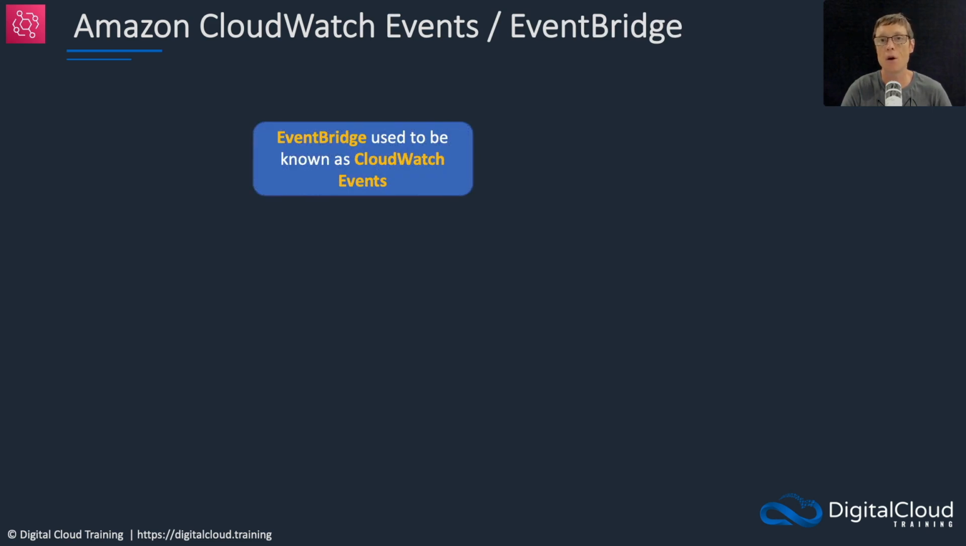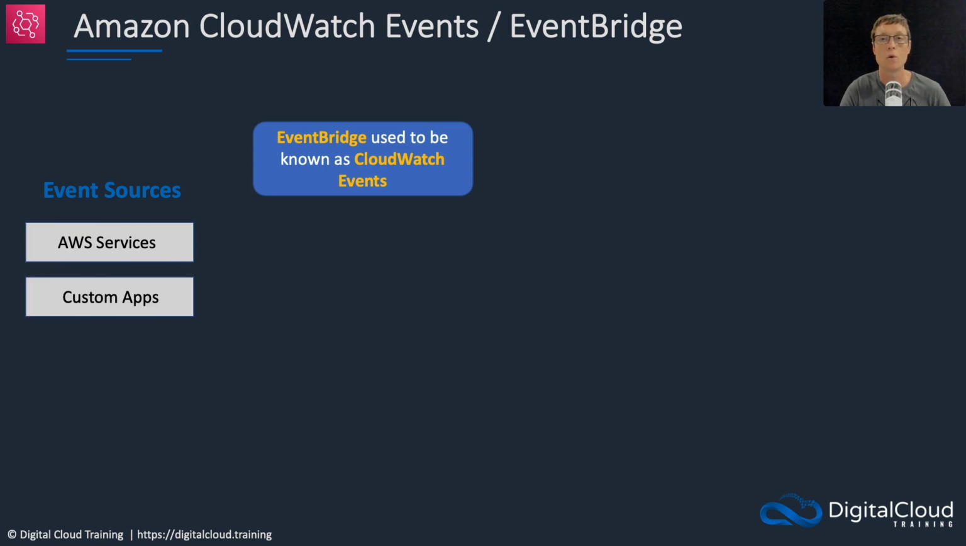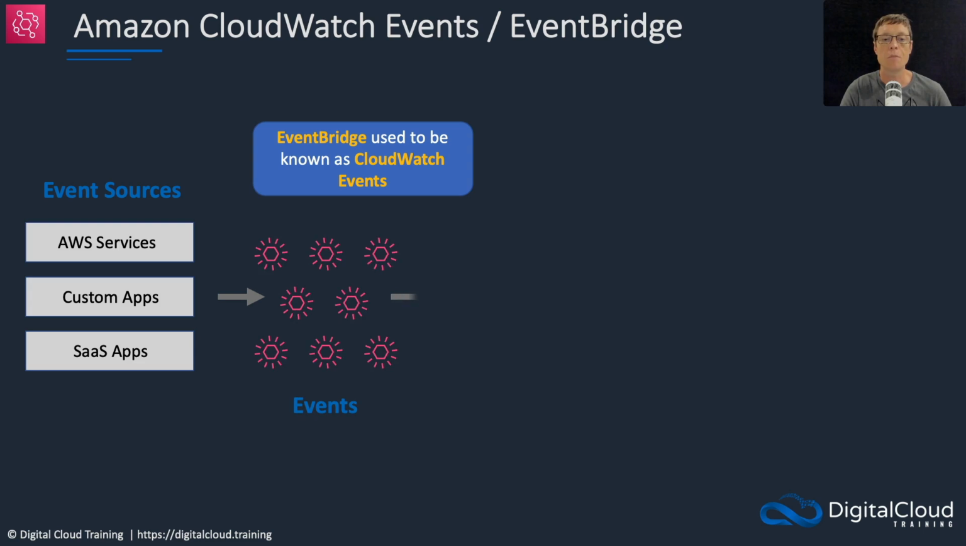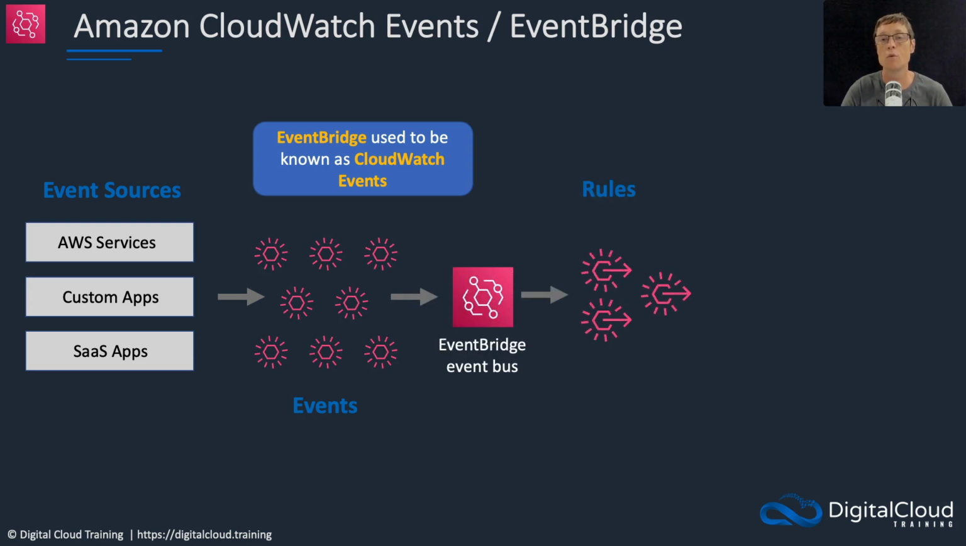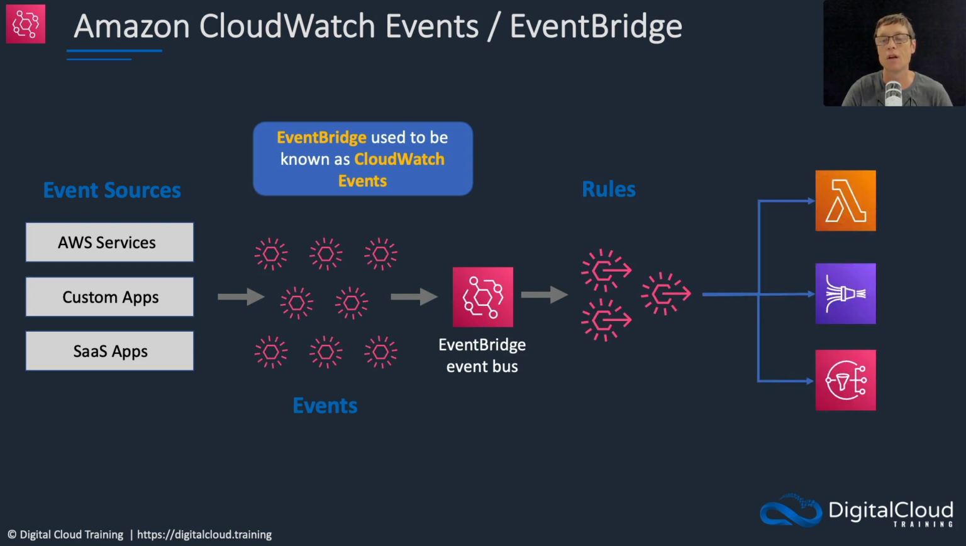So it is now known as EventBridge. It used to be CloudWatch Events. You can still see the events as an option in the console for CloudWatch, but you'll then get told to go to the Amazon EventBridge console. So with EventBridge, you have event sources. These are your AWS services, your custom applications, or perhaps your SaaS applications. They will then send information as events to the Amazon EventBridge event bus. The rules are used to trigger certain actions on our resources. Here, for instance, a Lambda function or a Kinesis data stream, for example.